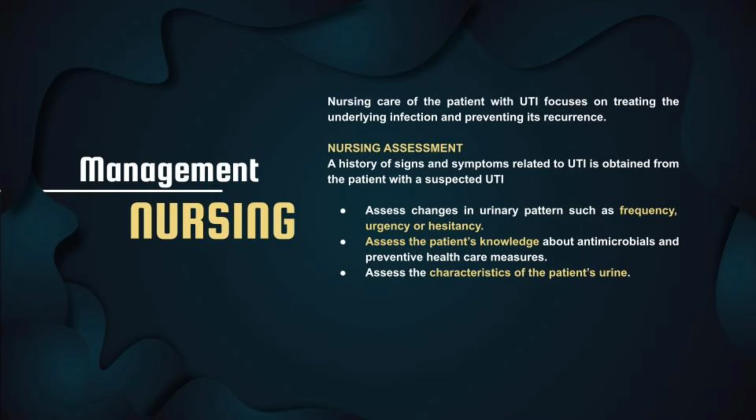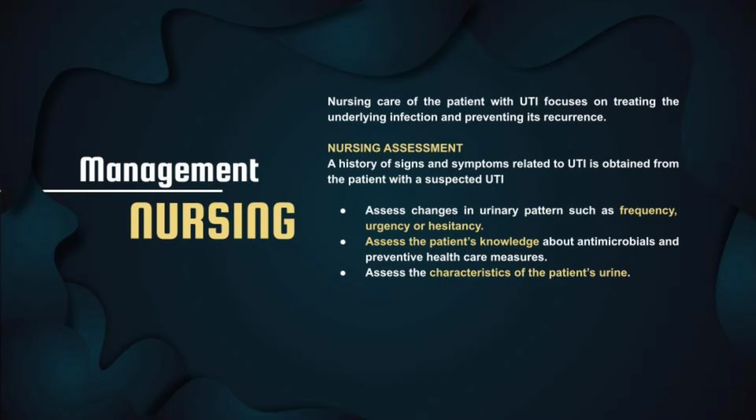This is where we'll be obtaining a history of signs and symptoms related to UTI from the patient with a suspected UTI. 1. We have to assess the changes in urinary pattern, such as frequency, urgency, or hesitancy. Second is to assess the patient's knowledge about antimicrobials and preventive healthcare measures. And third, we are to assess the characteristics of the patient's urine, such as the color, concentration, odor, volume, and cloudiness of the urine.